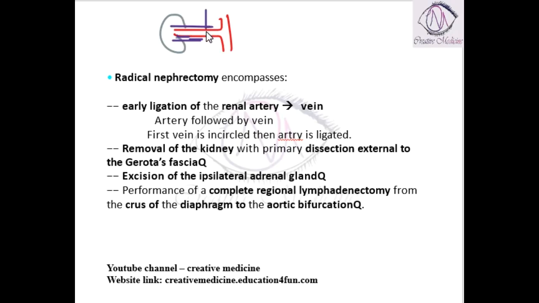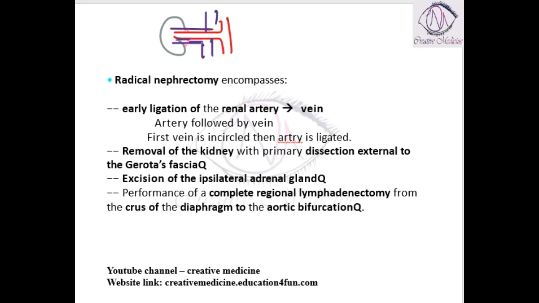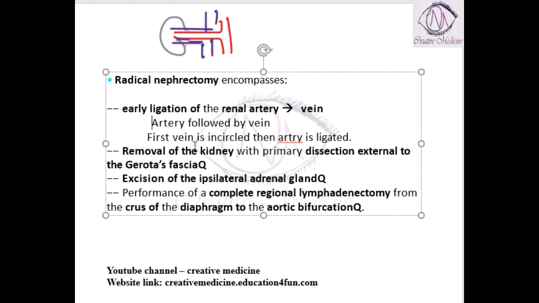So this is the right kidney, so on the right side the inferior vena cava will be there. Encircle the vein and then you will ligate the artery. But first you will ligate the artery, though encircling is done first on the vein. Then we should remove the kidney.